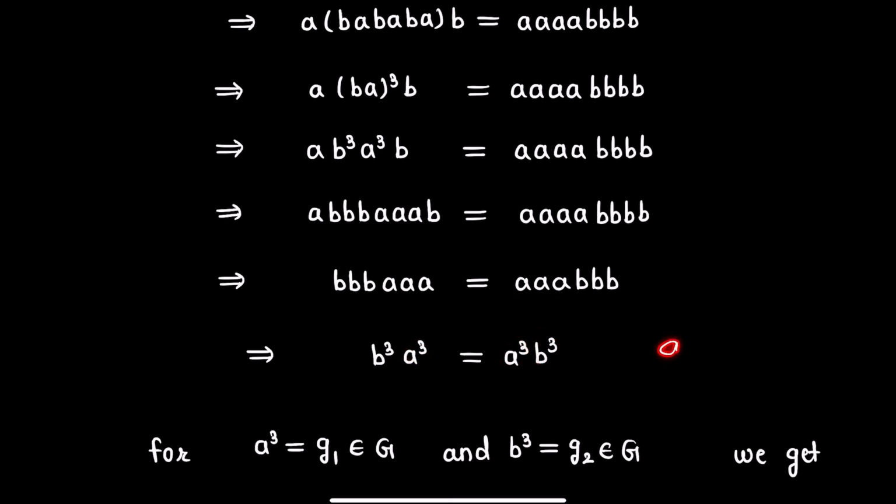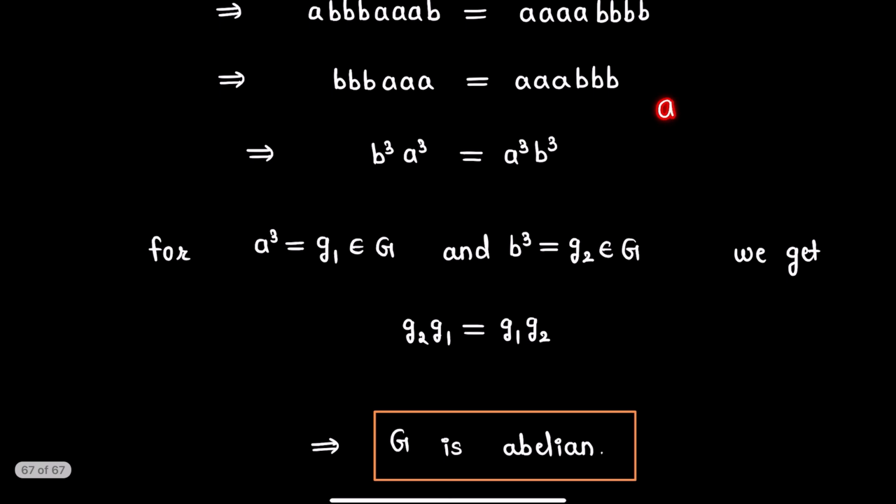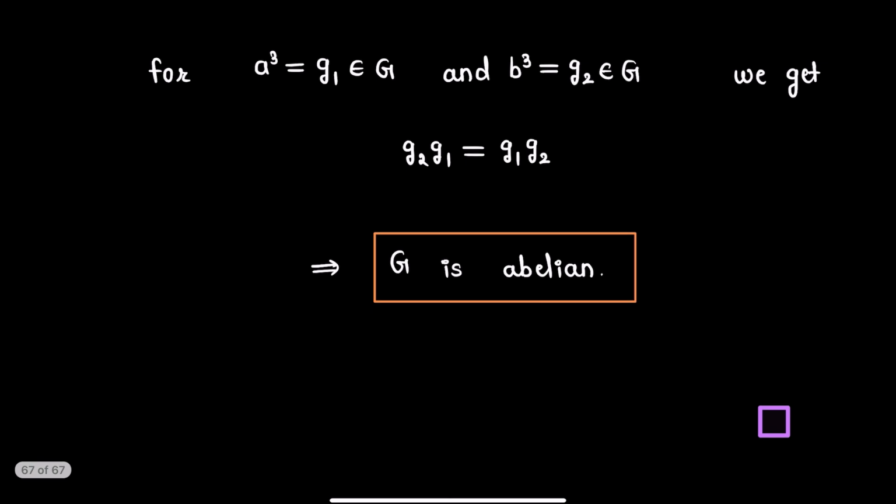Now as a, b are elements in group G, a^3 will be again an element in group G and b^3 will be again an element in group G. So call a^3 as g1 and b^3 as g2. So this expression can be rewritten as g2 g1 = g1 g2. Now as g1 and g2 are arbitrary elements in group G, and for any arbitrary elements in group G we have g2 g1 the same as g1 g2, by the definition of an abelian group, our group G must be abelian, and this proves our result.